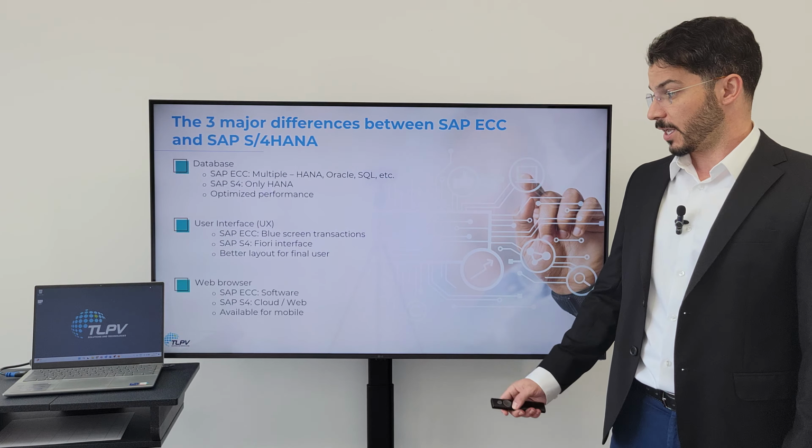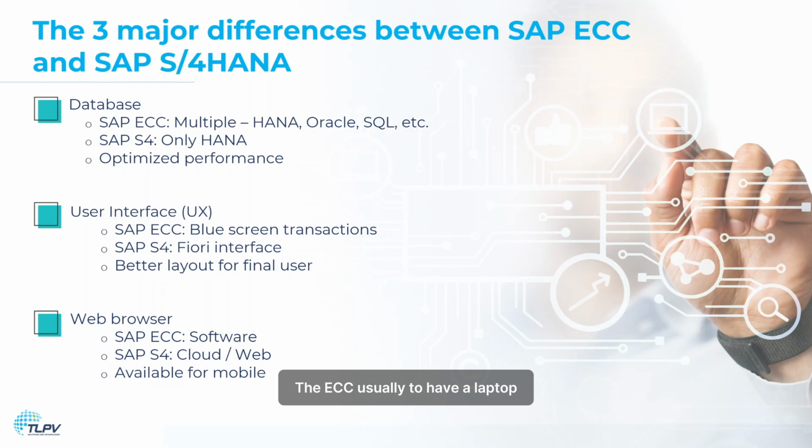Okay? And for me, the third and most important one is the web browser application. In the ECC, you usually had a laptop and a software installed to run SAP. Now, in S4, everything is on cloud. It's a web browser application. You can also use mobile. You can approve POs, okay? And you can also take pictures and attach them to documents. It's very important and very useful for any kind of business.